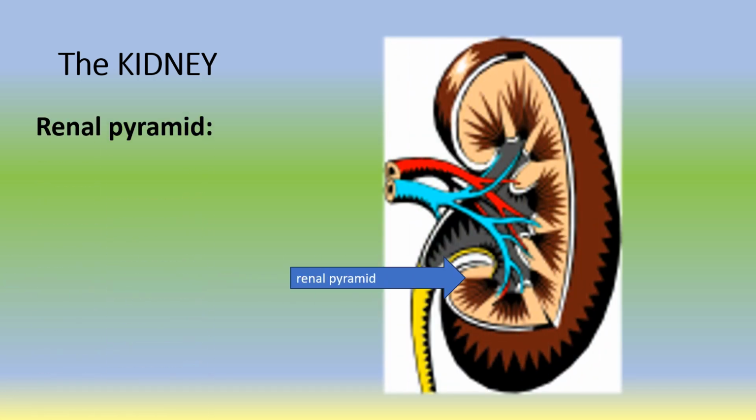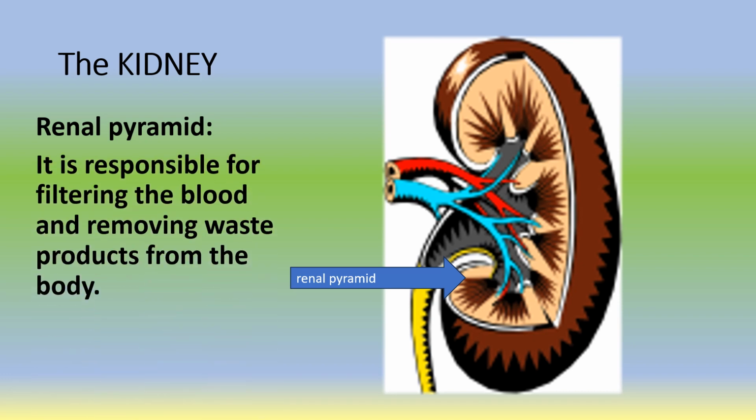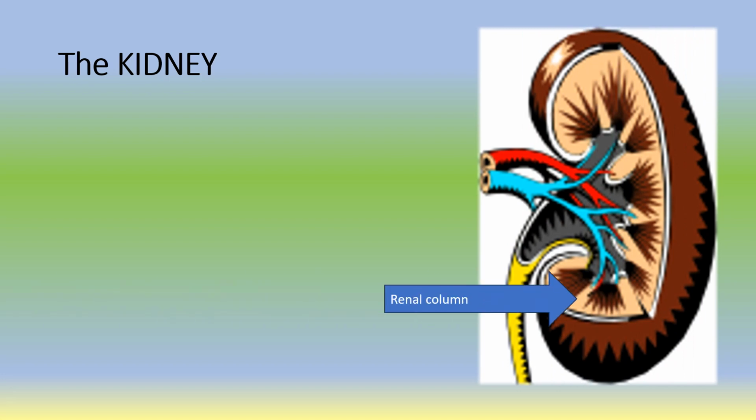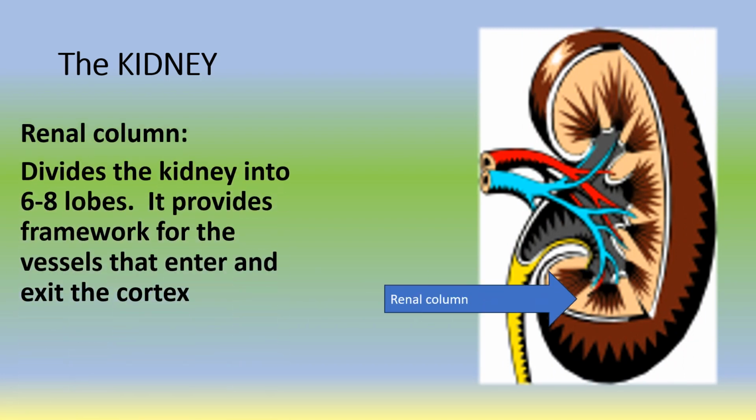Now, the renal pyramid is the one responsible for filtering the blood and removing waste products from the body. Next one is the renal column. The renal column divides the kidney into 6 to 8 lobes. It provides framework for the vessels that enter and exit the cortex.